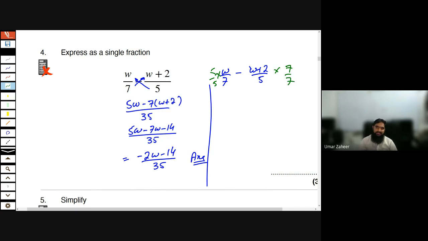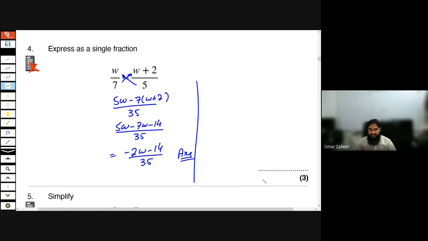Obviously I will not recommend this method either, because sometimes you are going to get stuck when you have algebraic expressions. The next ones will get more complicated, and you are going to feel that you are not able to make the denominator the same there.